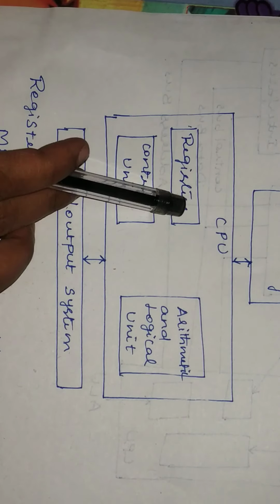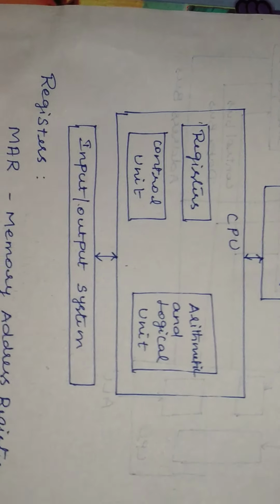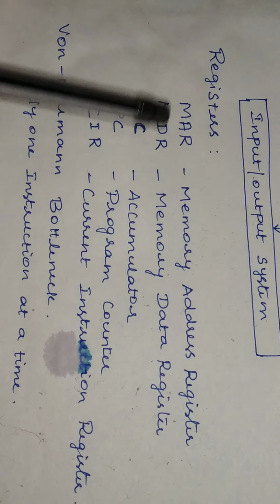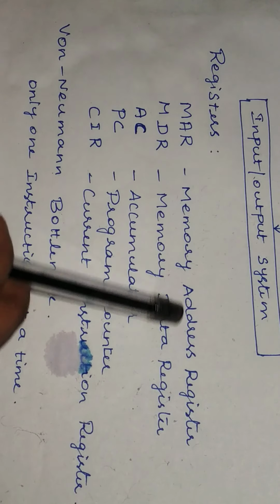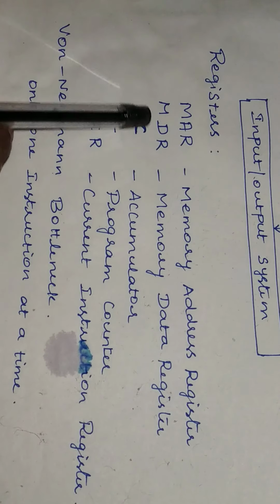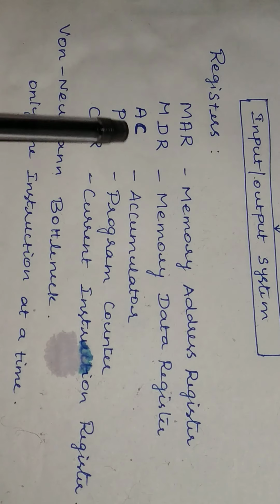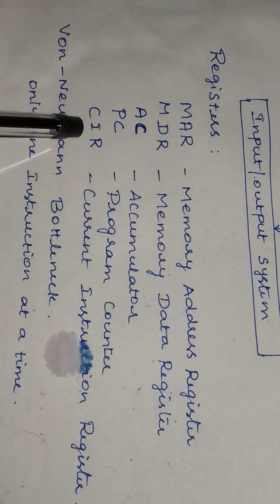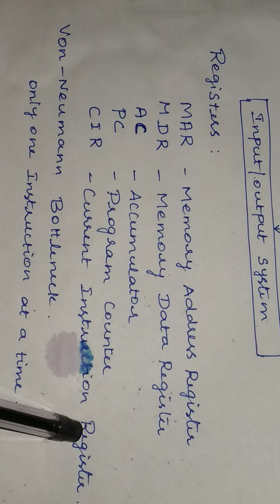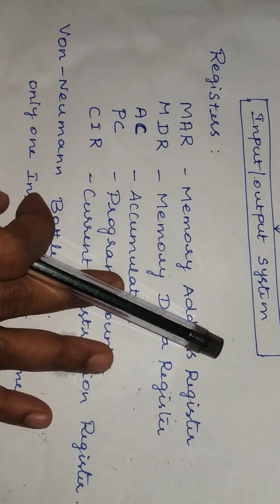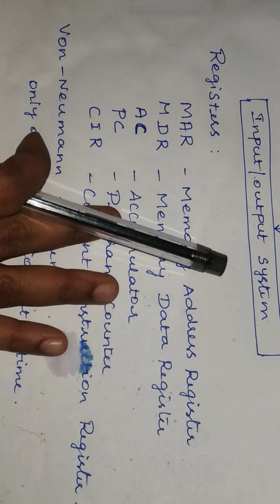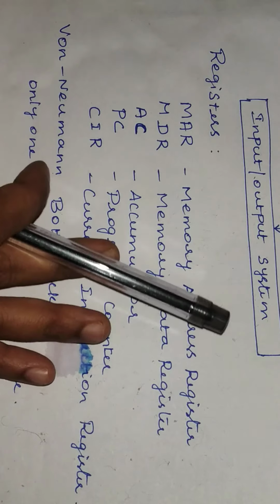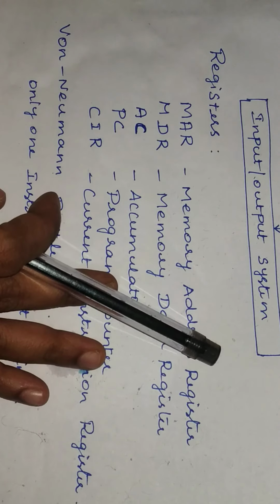And when we talk about registers, we need to look at some of the general purpose registers we use in the computer. First one is the memory address register, MAR. MDR stands for memory data register, AC is nothing but accumulator, PC is nothing but program counter, and CIR is nothing but current instruction register. These are the most commonly used registers available in the CPU, particularly in von Neumann architecture. Some other registers are also available, which we will discuss in the computer register section.